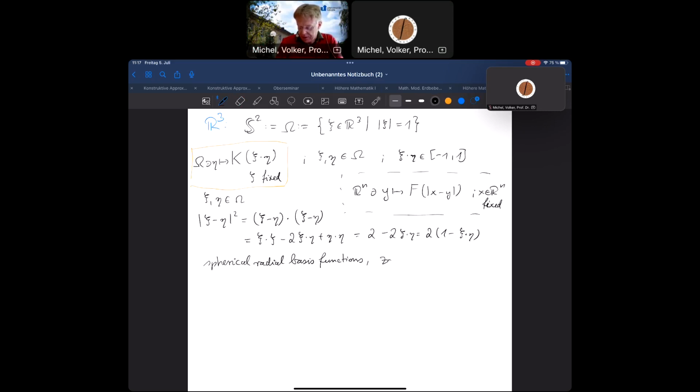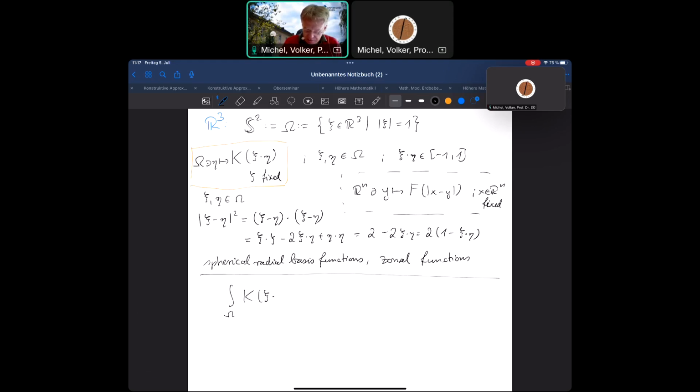And they're also called zonal functions. Okay, so much about that. Now they have some nice properties. One thing that I want to mention is if you have an integral over omega of such a function, which is a zonal function or a spherical radial basis function.